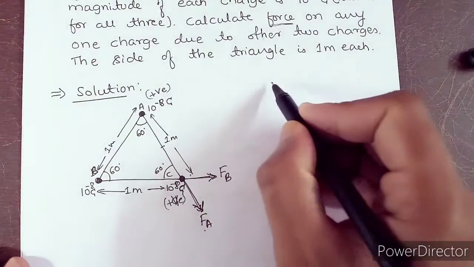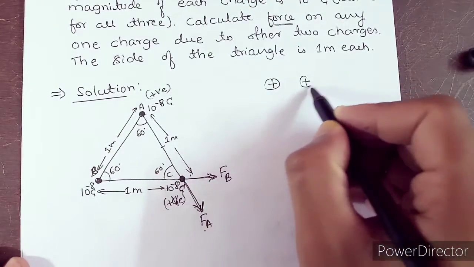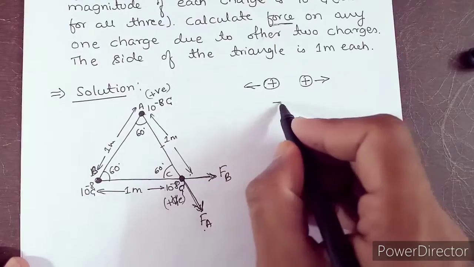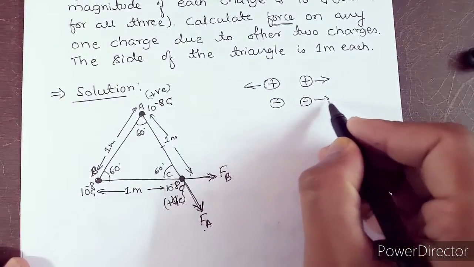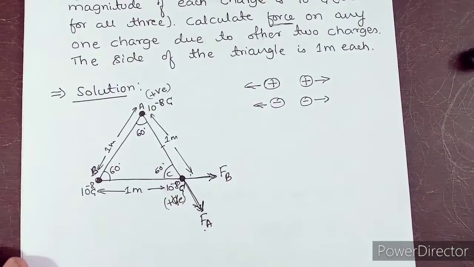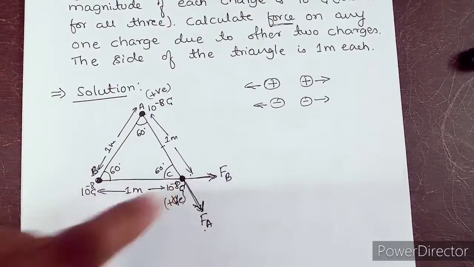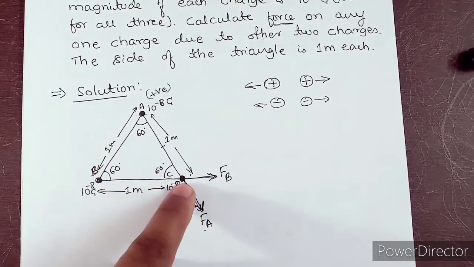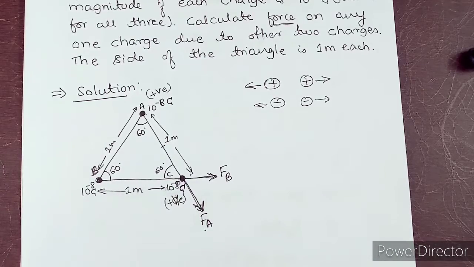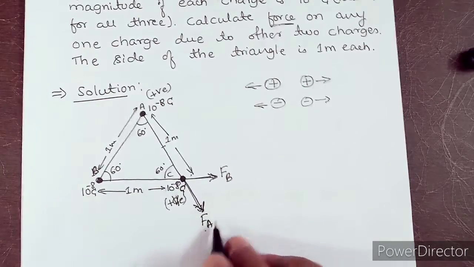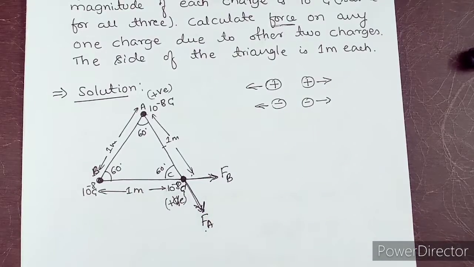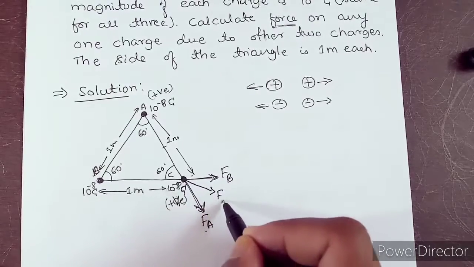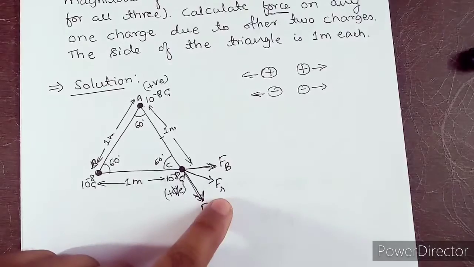We have already studied that if we have two like charges, the nature of force between them is repulsive. You can take plus plus or minus minus. They repel each other. In the same manner, I am finding the force on this charge due to this charge and the force on this charge due to this charge. So we have Fa and Fb, but the resultant force will be in this particular direction. This is the resultant force. So we need to find the resultant force here.